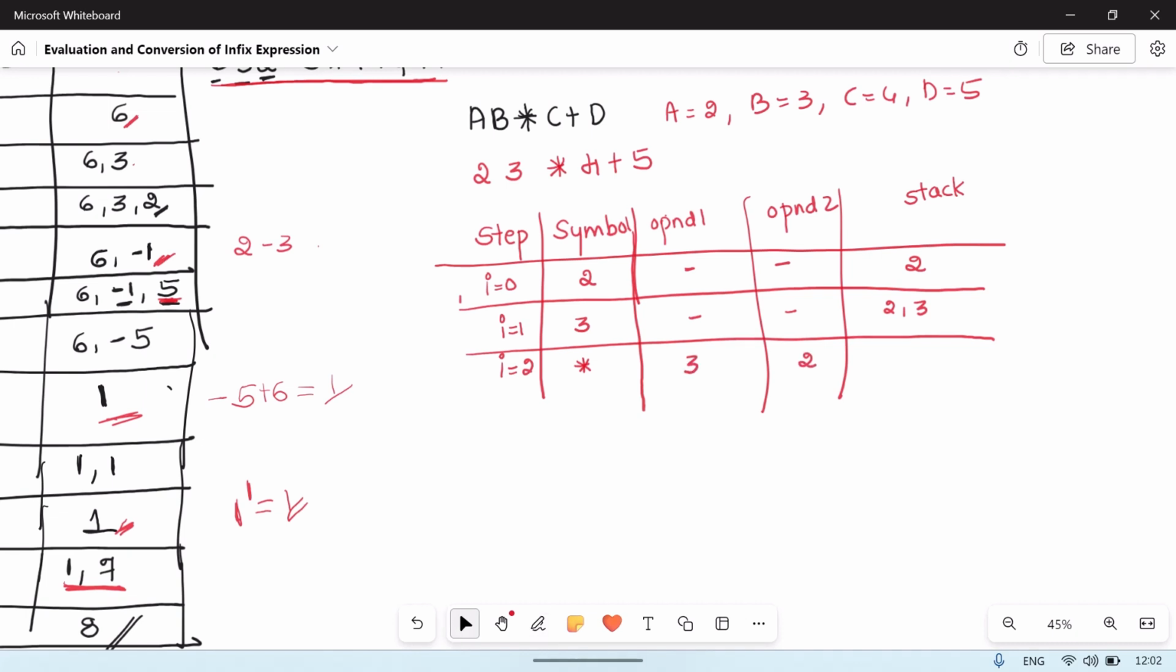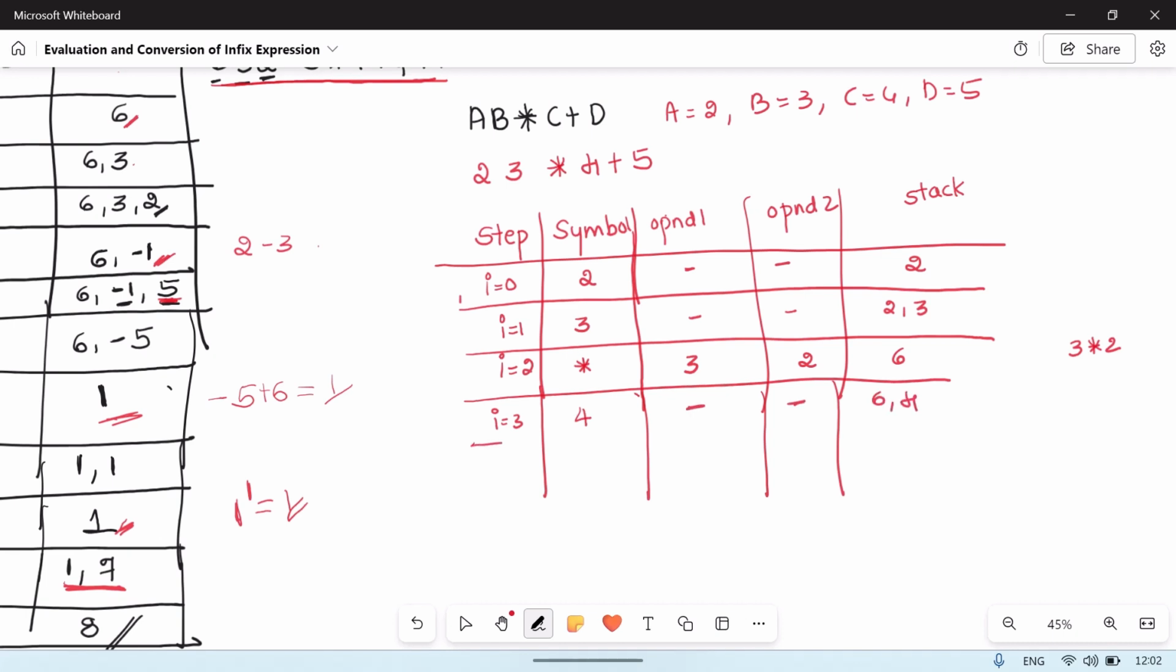So you have to do that operation. It will be 3 times 2, so this will become 6. Okay, so I is equal to 3. Symbol that you have is 4. What are you supposed to do? Push it onto the stack. Next, I is equal to 5. You have the symbol plus. Since it says plus, 6 and 4, it is going to be 10.